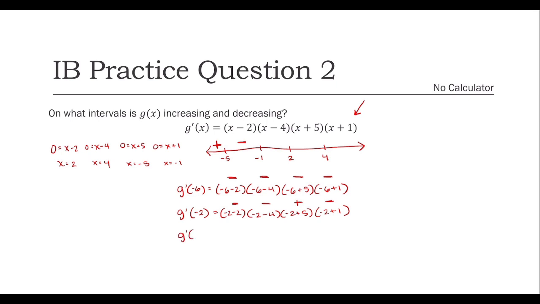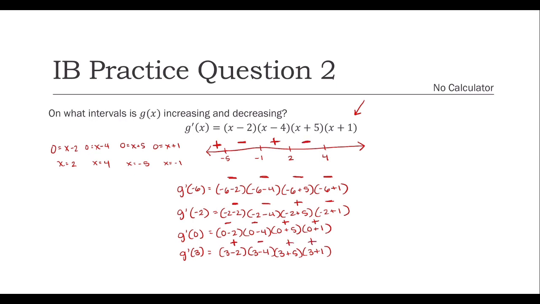Then we'll do g prime of 0 for the next one, which is 0 minus 2 times 0 minus 4 times 0 plus 5 times 0 plus 1. So we'll have a negative, negative, positive, positive, which would be a positive. Then we'll do g prime of 3, which is 3 minus 2 times 3 minus 4 times 3 plus 5 times 3 plus 1, which is a positive times a negative times a positive, which will give us a negative.